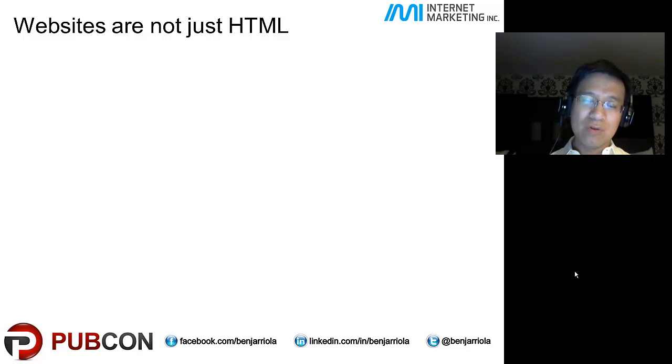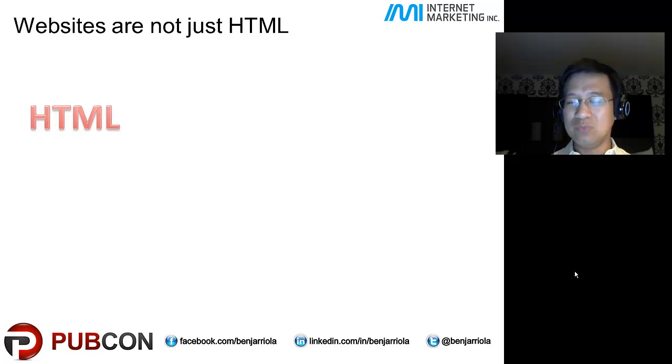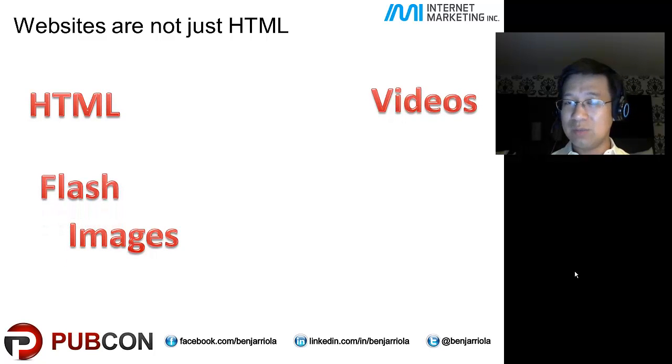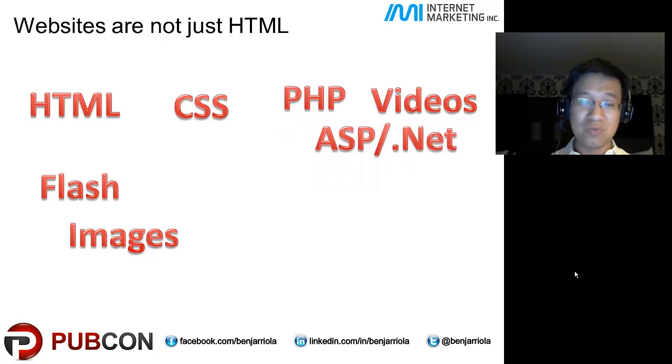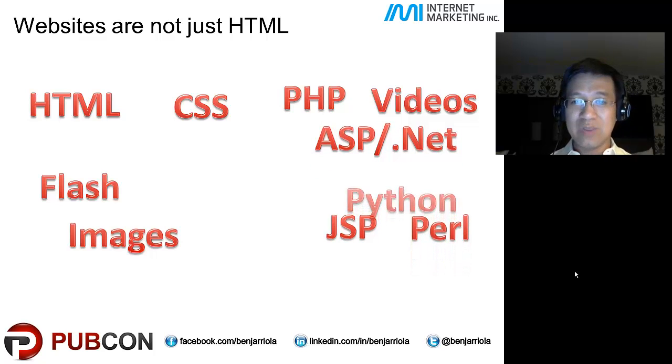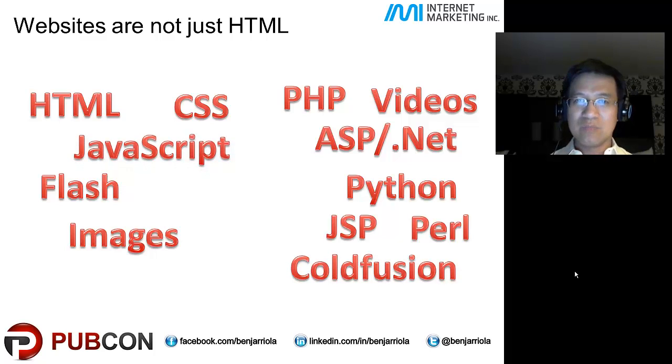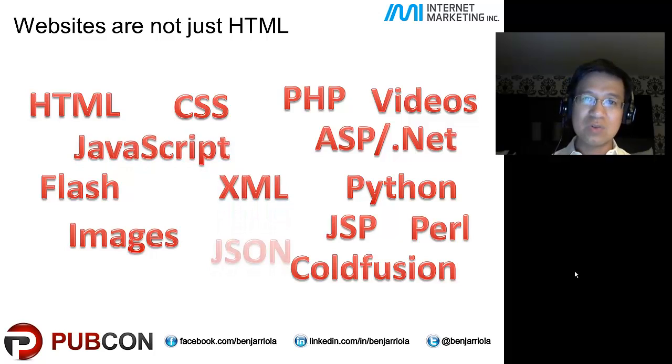When we're looking at HTML and how to do all these effects, it's not really just HTML. There's lots of things happening here. Of course, you need images, you need videos. Sometimes you could use Flash technology. There's CSS in there. There's server-side languages like PHP, ASP.NET, JSP. And aside from that, if you're old school, there's also Perl. Some people still use Python. And there's also some Cold Fusion users out there. Another scripting language is also JavaScript.